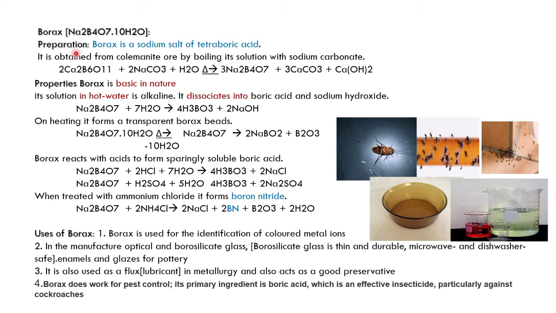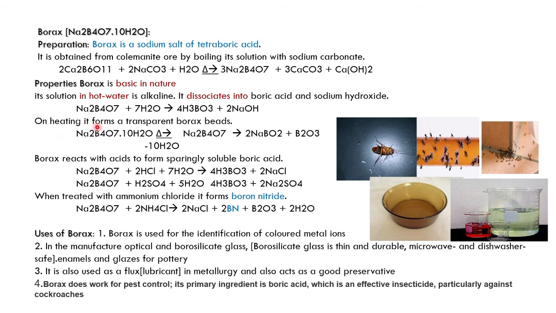Preparation of borax: colemanite with sodium carbonate forms borax, Na2B4O7, calcium carbonate, and calcium hydroxide. Properties of borax: it is basic in nature. In hot water it is alkaline, a soapy substance. It dissociates into boric acid and sodium hydroxide. In hot water it gives out sodium hydroxide, which is alkaline.